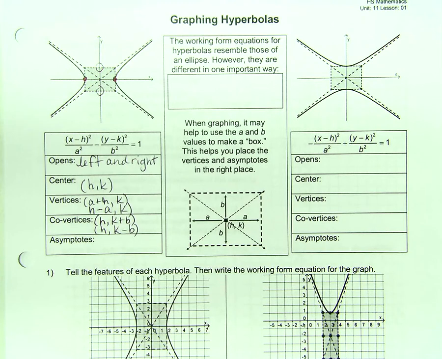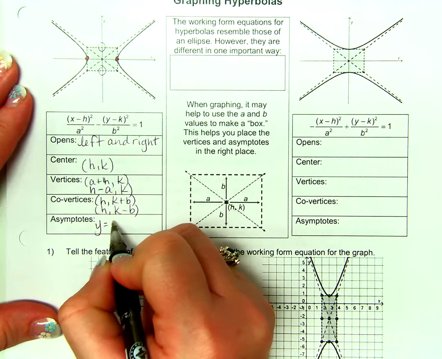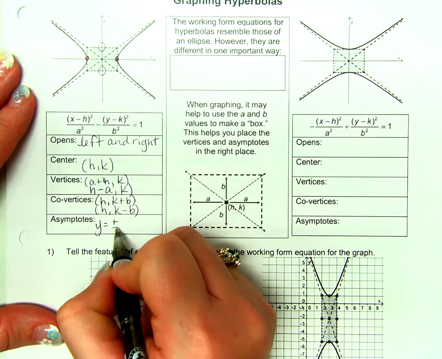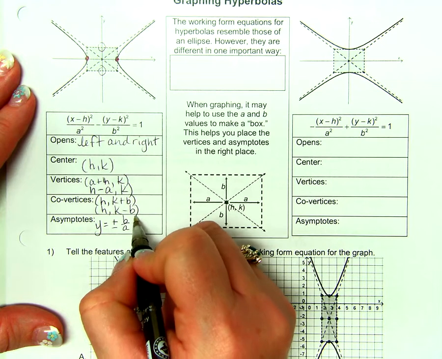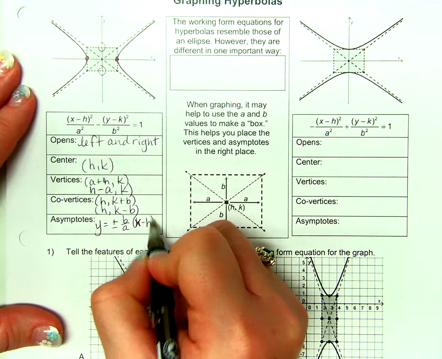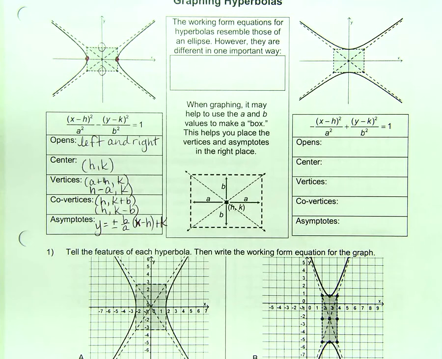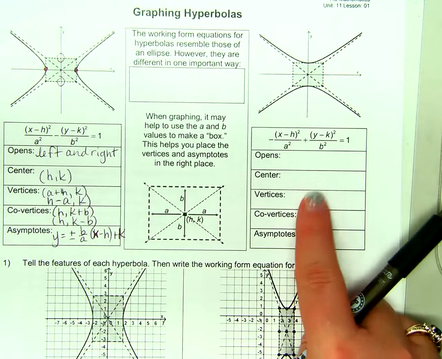Okay? What about my asymptotes? Y equals, how many of them are there? Two, so we're going to have a plus or minus B over A times X minus H, plus K. Once again, it will make more sense when we're actually doing stuff. Fair enough?